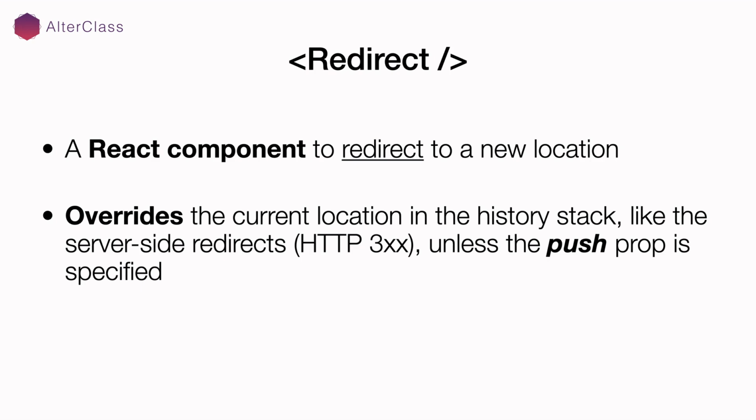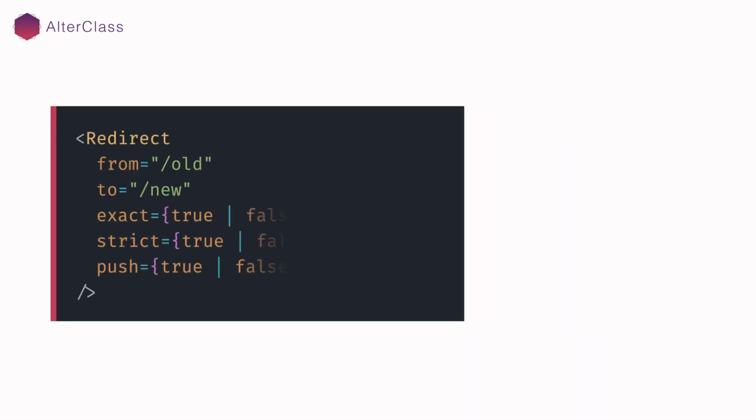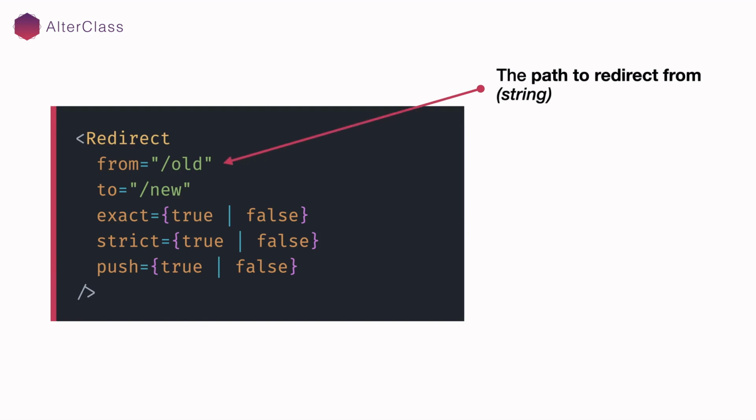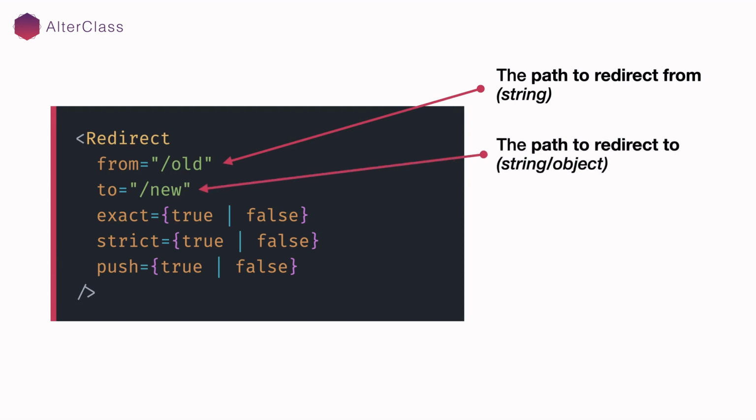Speaking of props, let's see what properties this component supports. First, it accepts a from prop to specify the path from where we want to redirect. As we will see, this prop is optional. Then we have the to prop, much like for the Link component, to specify the path to redirect to. It can be a string or an object.